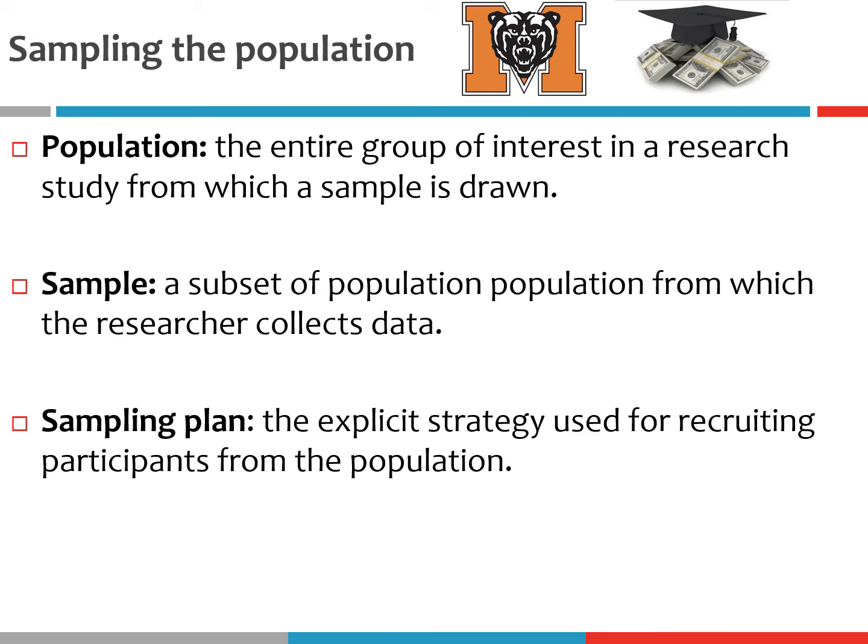So in order to do that, in order to extrapolate on the basis of a sample what the population's views are, we need to develop what's called a sampling plan, right? Because the sampling plan is going to determine how accurate those inferences based on the sample are, right? So a sampling plan is the explicit strategy used for recruiting participants from the population, okay?